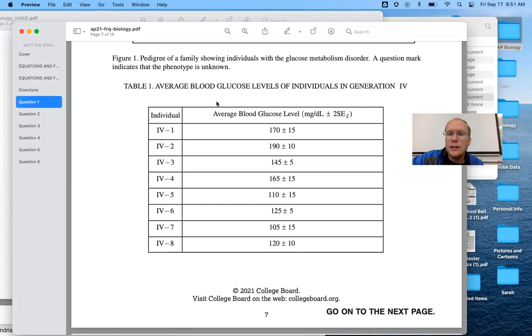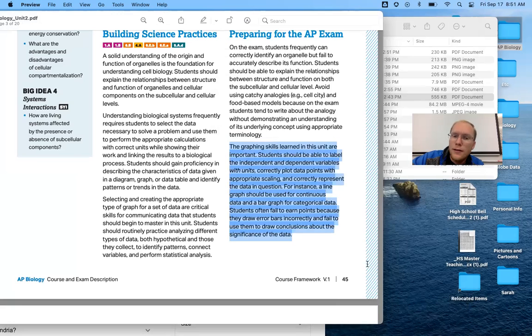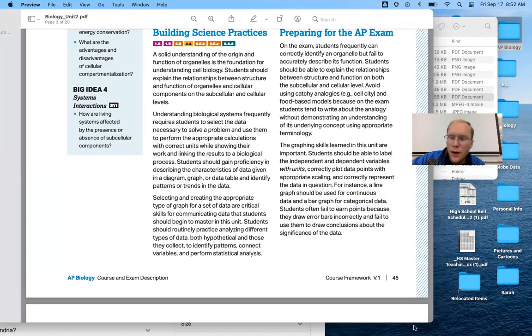It should be the easiest points you get on the AP test. Just graph. That's all you have to do. So what they're saying here is that graphing is essential to this. Students often fail to earn points because they draw error bars incorrectly and fail to use them to draw conclusions. So graph with units and understand what that means. Okay, now to section 1.